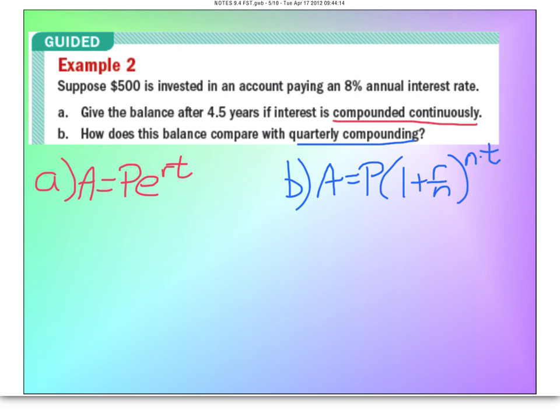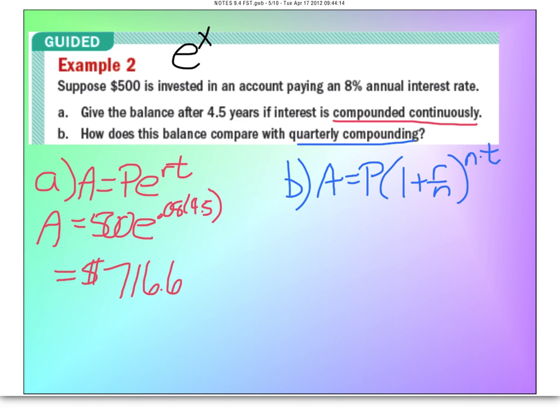So let's set that up. They're very similar in the setup. For compounded continuously, we are putting $500 in the bank here. It's e. The rate is 8%, so 0.08, and this is for 4.5 years. Now you do have to do order of operations, so it's e to this power, and there's a button on your calculator. It shows e to the x, so all you have to do is type e to the 0.08 times 4.5, and then when you take that answer times 500, you're going to have $716.66 in the bank.